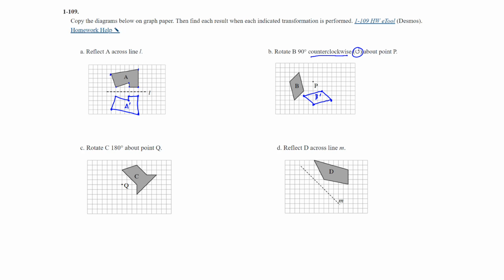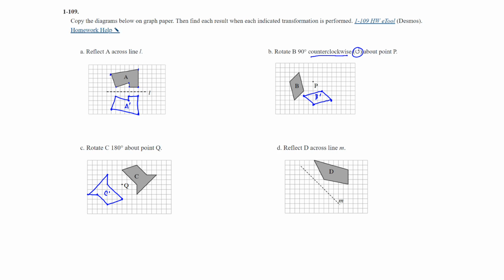On part C, rotate C 180 degrees about point Q. So we're going 180 degrees rotating around the point Q. It doesn't give a direction. One of the things that we learned with the 180 degrees, it doesn't matter which direction you go, it's the same location. And there is figure C.